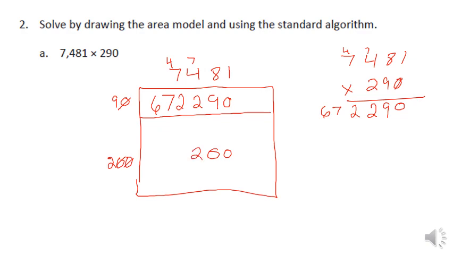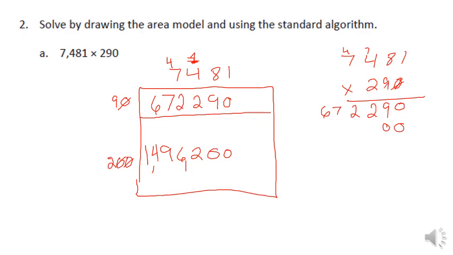And now we're going to just use the basic math fact 2. 2 times 1 gives us 2. 2 times 8 gives us 16. We carry a 1. 2 times 4 is 8, and 1 is 9. And 2 times 7 gives us 14. So we end up with 1,496,200. Now let's see the standard algorithm.